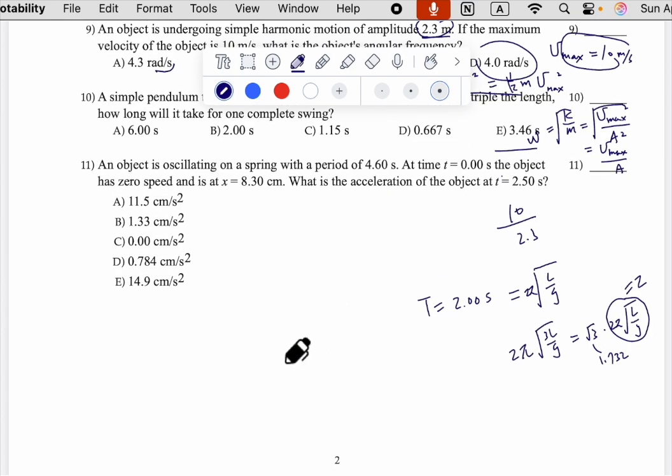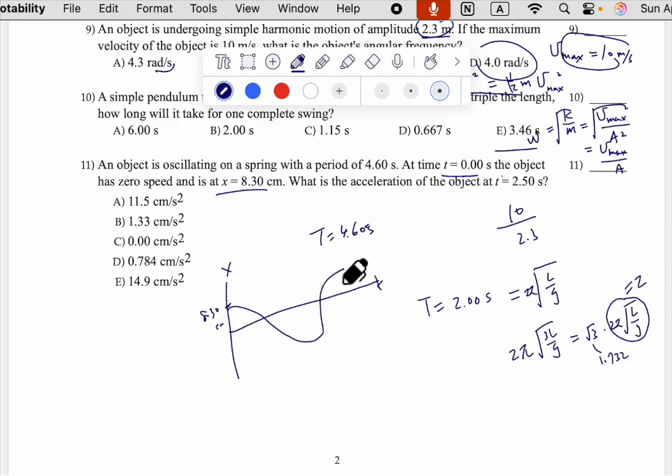Number 11. An object is oscillating on a spring with period T equal to 4.60 seconds. At time t equals 0, the object has zero speed. If you look at the diagram, at t equals 0 the object has zero speed, which means it is at the extreme location, 8.30 centimeters. So the curve will look like that. This is a typical cosine curve.